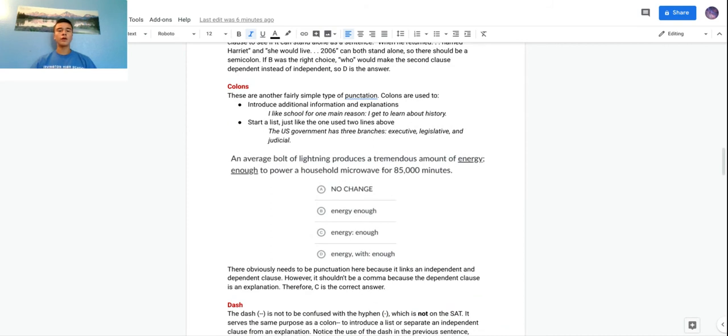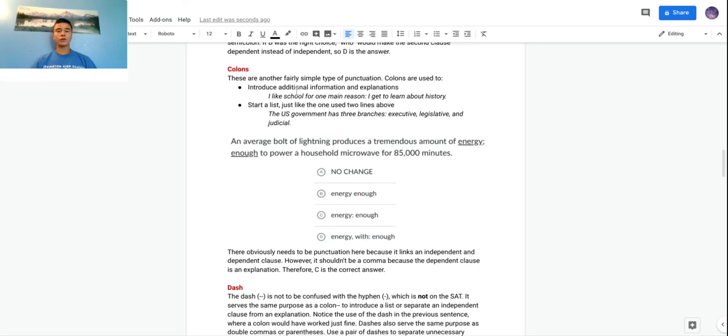Okay, so colons. These are another fairly simple type. Oh my goodness, I spelled that wrong. So they're used to introduce additional information and explanations. So I like school for one main reason. I get to learn about history. So I get to learn about history is just my reason, I guess. Whenever you use a colon for this purpose, to introduce additional information and explanations, it should always come after an independent clause. So I like school for one main reason. That's an independent clause, so a colon could work here.